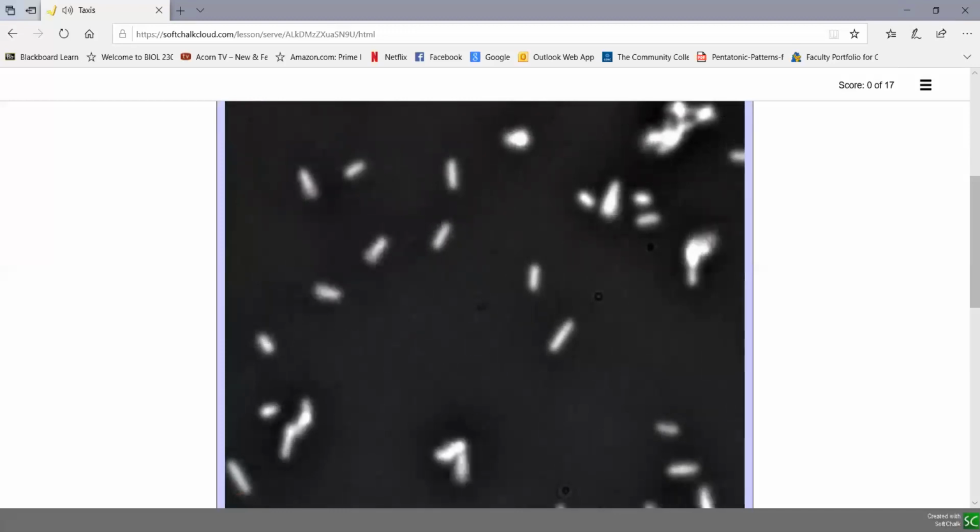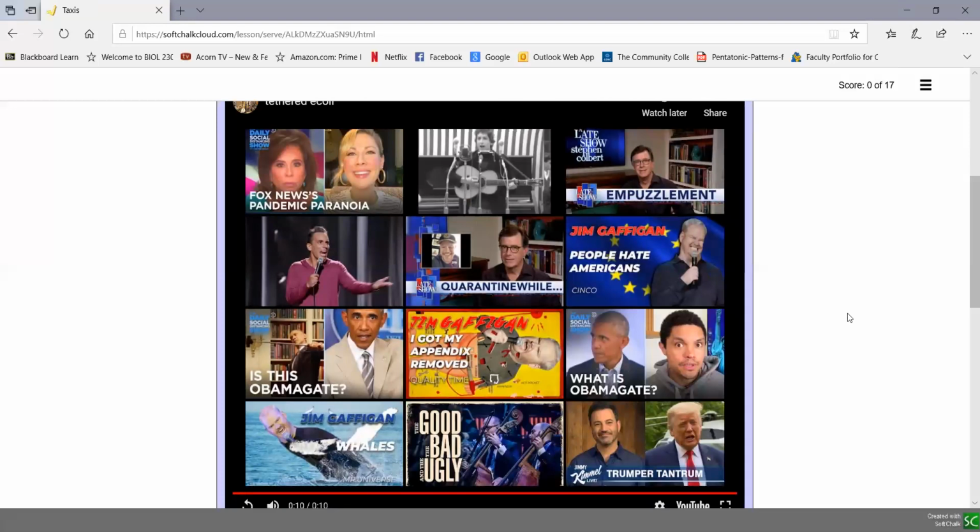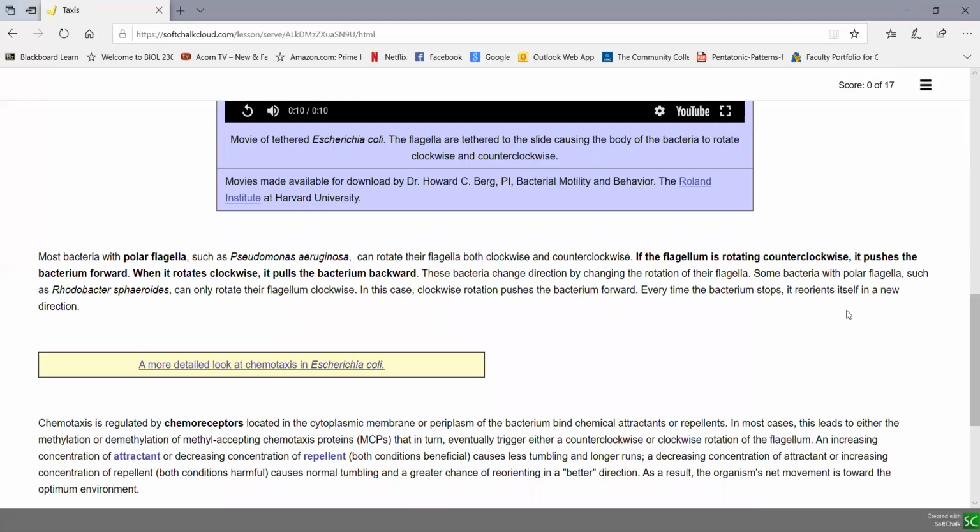So there we see the E. coli rotating because the flagella are attached to the slide. You see it change direction there, clockwise, then counterclockwise. And that was some of the first evidence that showed that bacterial flagella do in fact rotate.